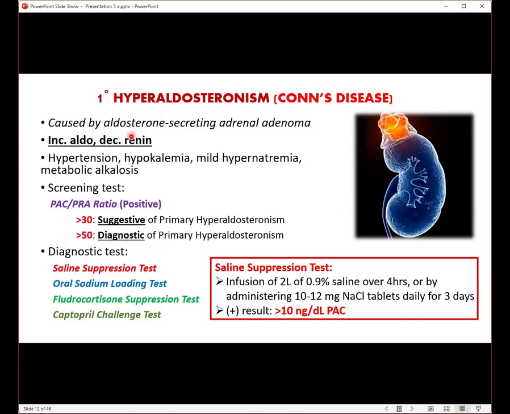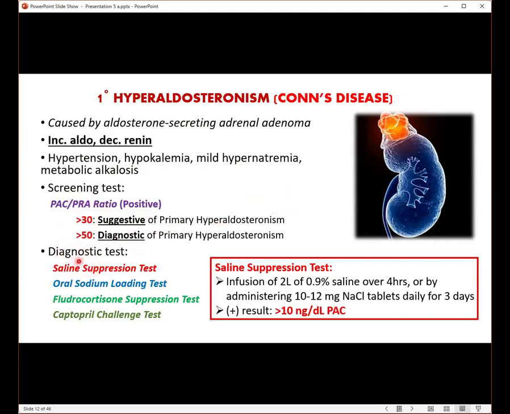So it is caused by an aldosterone-secreting adrenal adenoma. So there will be increased aldosterone and decreased renin. So there will be hypertension, hypokalemia, and mild hypernatremia, which results in metabolic alkalosis. Okay, so the screening test is the PAC-PRA ratio. More than 30 is suggestive of primary hyperaldosteronism. More than 50 is diagnostic of primary hyperaldosteronism.